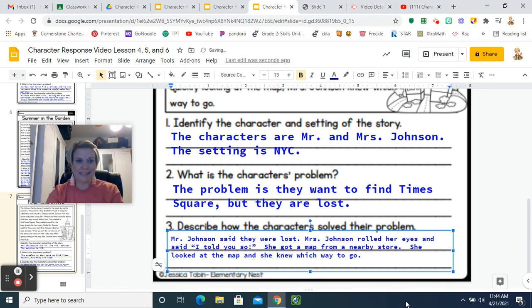All right, they didn't tell us whether they actually made it to Times Square. Do you think they did? Yeah, I think they did too. They had a map. So once they looked at the map and knew which way to go, I think they probably made it. So now if I ever go to New York City, I know I need to get a what? Yes, I need to get a map so I make sure I do not get lost.